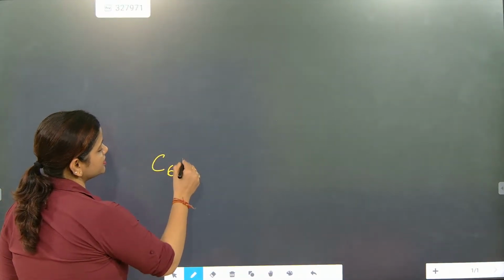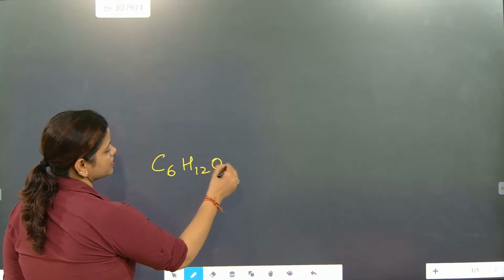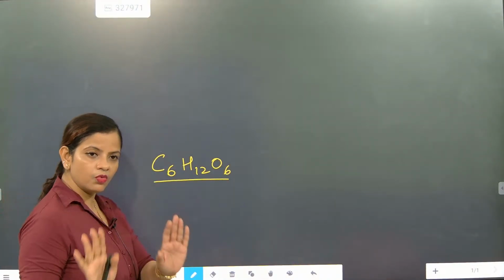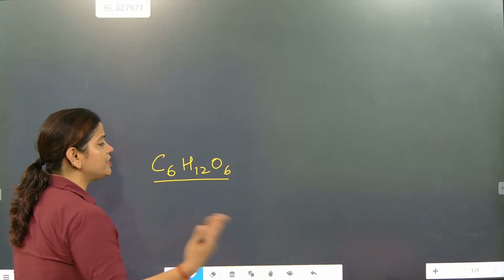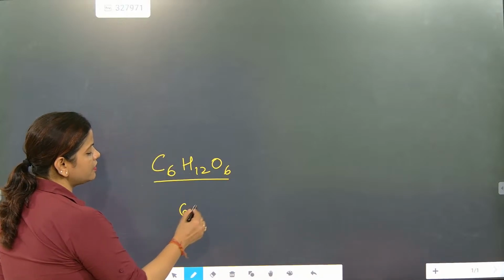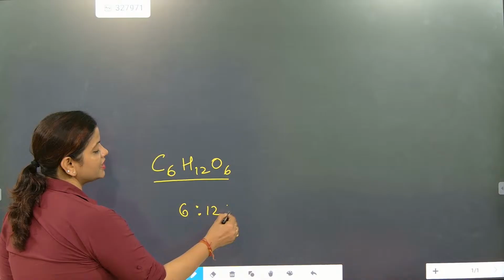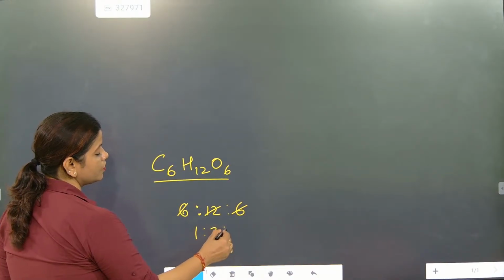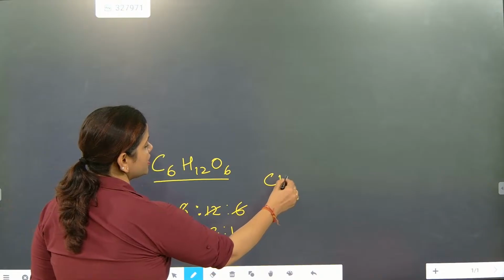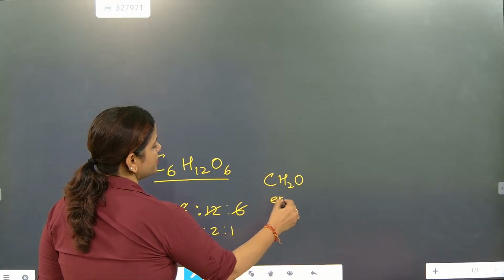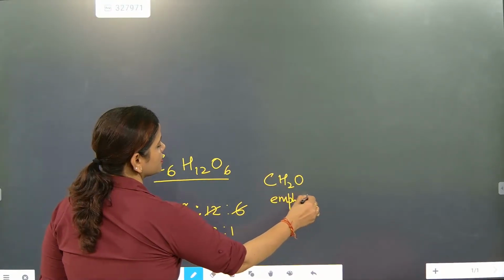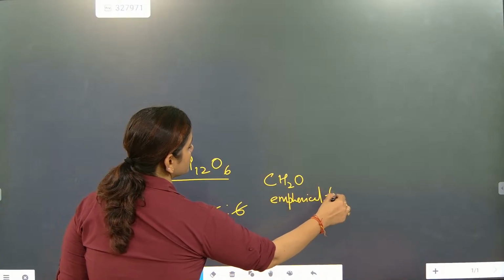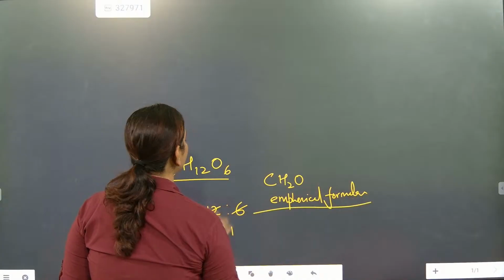Like C6H12O6. This is called the molecular formula. The molecular formula is written in its own format. Understood? But what is the empirical formula? For the empirical formula, take 6, 12 and 6. Cancel with 6, so it becomes 1, 2, 1. So CH2O is the empirical formula. Did you understand the difference between the molecular formula and the empirical formula?